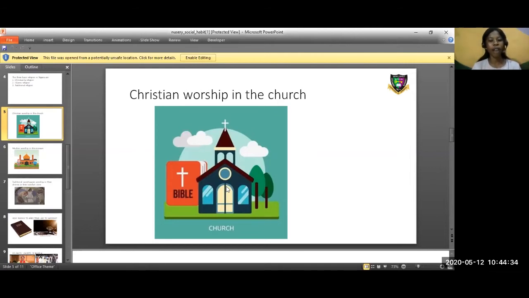Give yourself a big clap. You are great. Christians worship in the church. We can see a picture of a church and a Bible beside it. That is a sign. The sign shows the picture of a church.